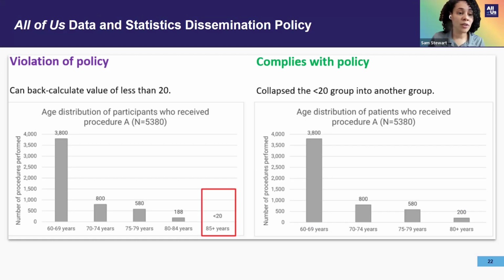Here's another example of how to remain in compliance with our policy. That first section over there had that bar chart with less than 20 in that age range. In order to comply with policy, we would recommend that you stack the ranges a little differently so that there's no N number less than 20.